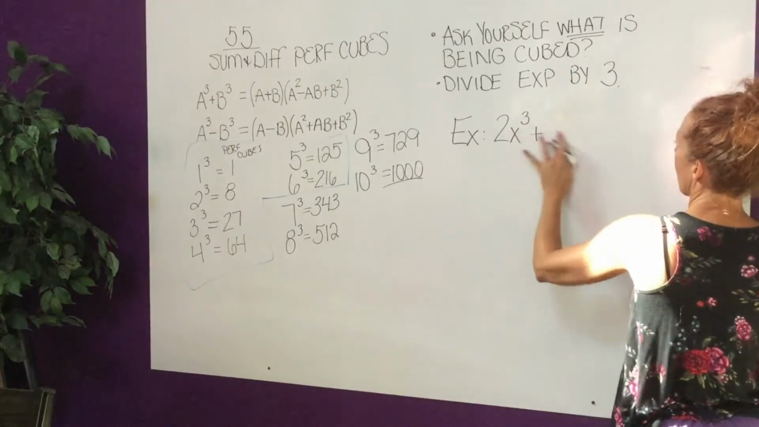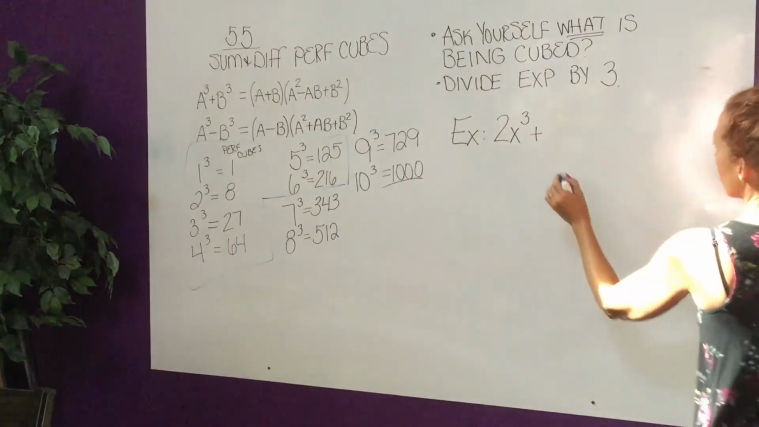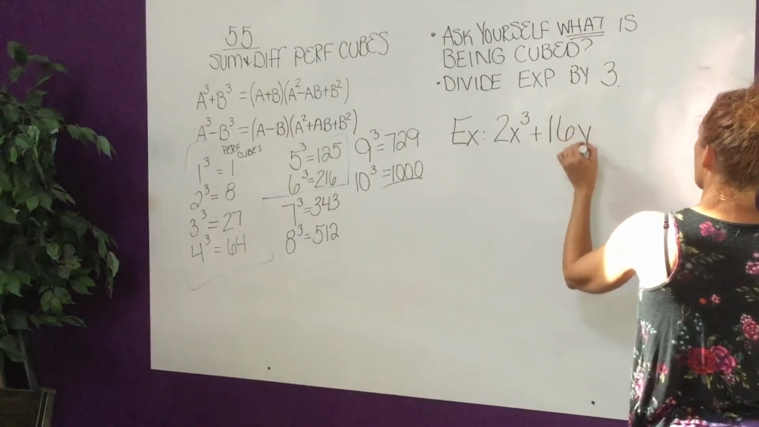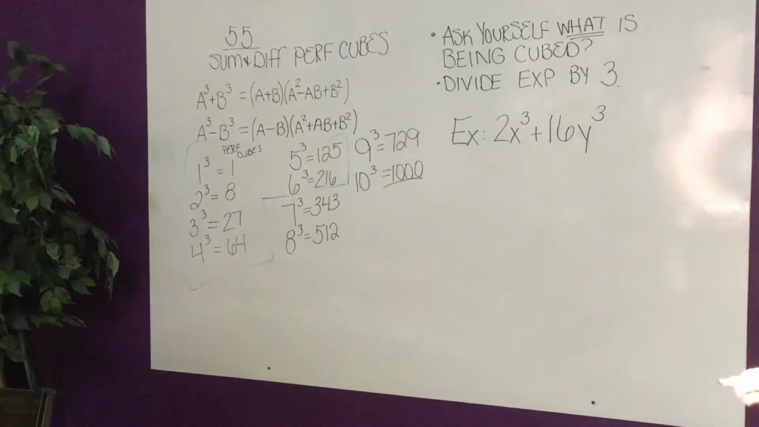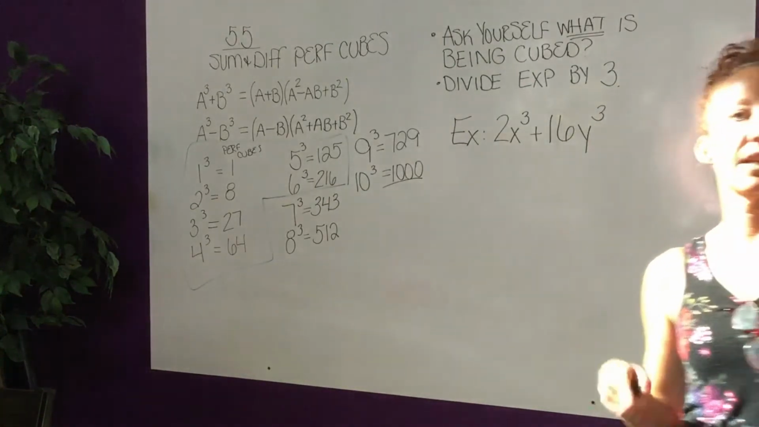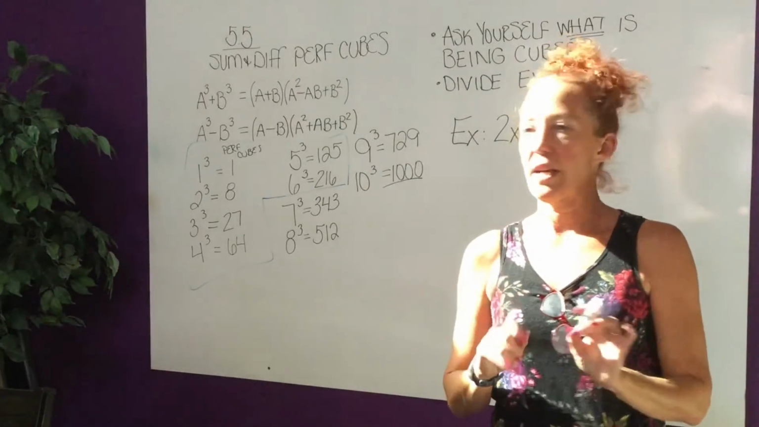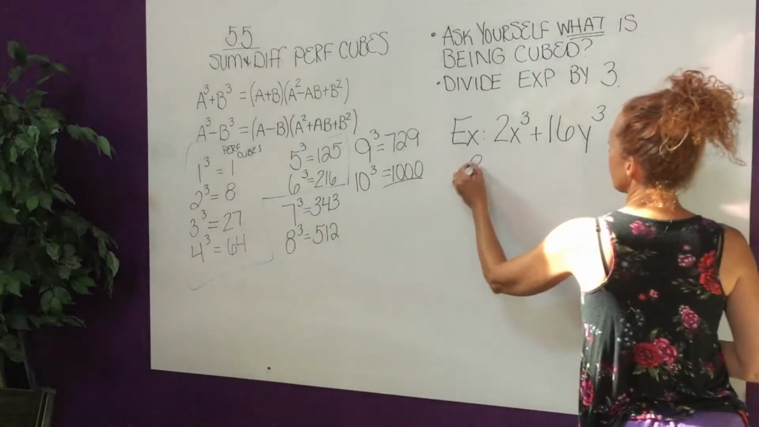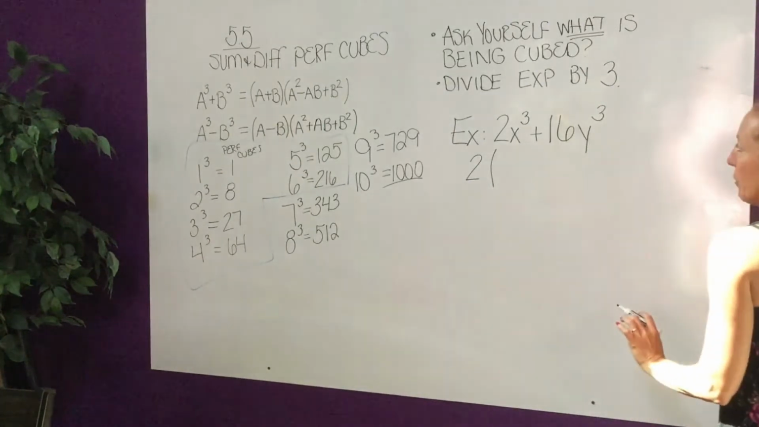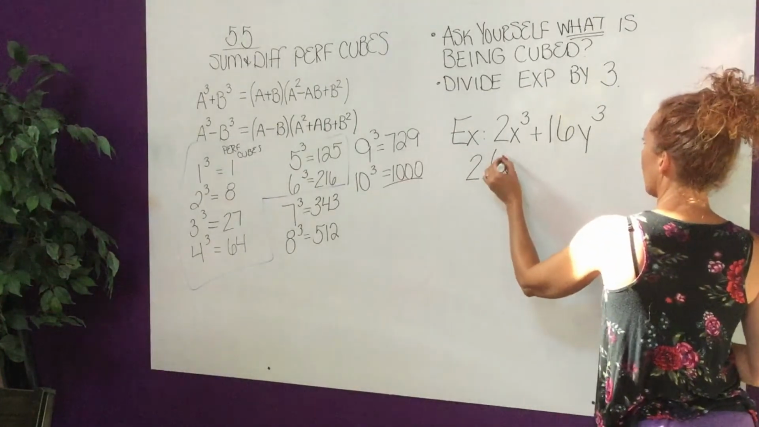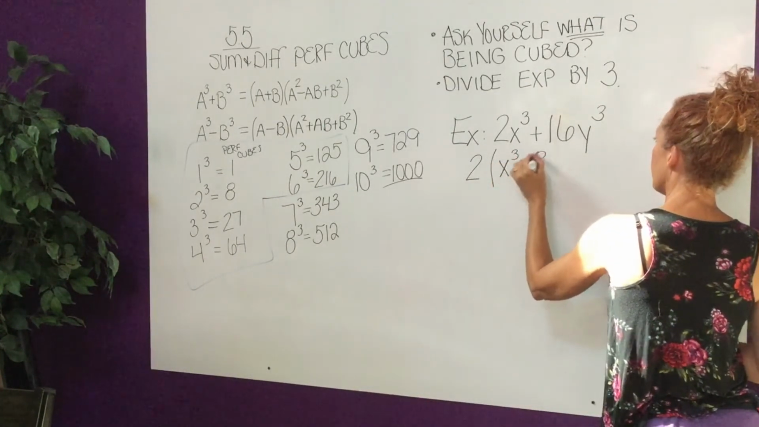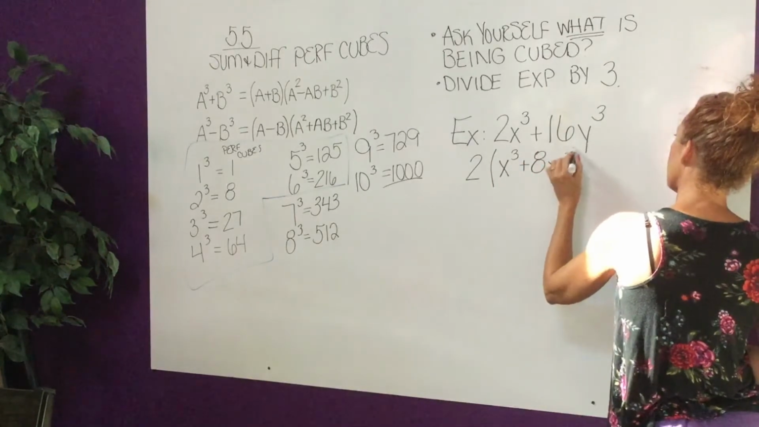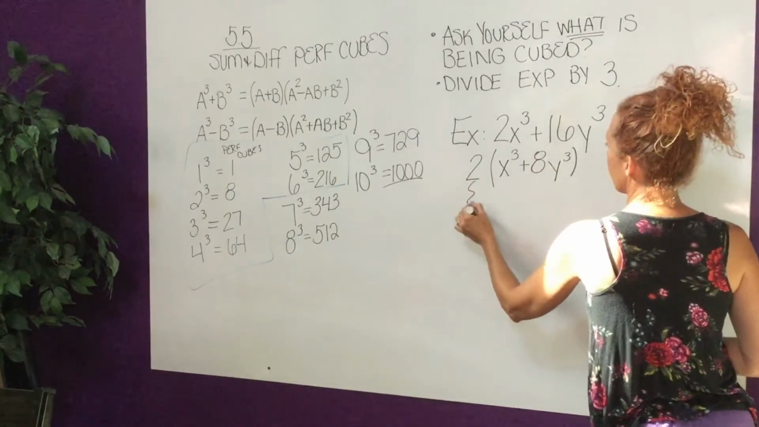Maybe, I'm sorry, my apologies here. Let's do maybe 16y to the 3rd. That will work. Okay, so let's divide. All right, so we're going to pull that 2 out. We're going to have this. This 2 is just going to continue.